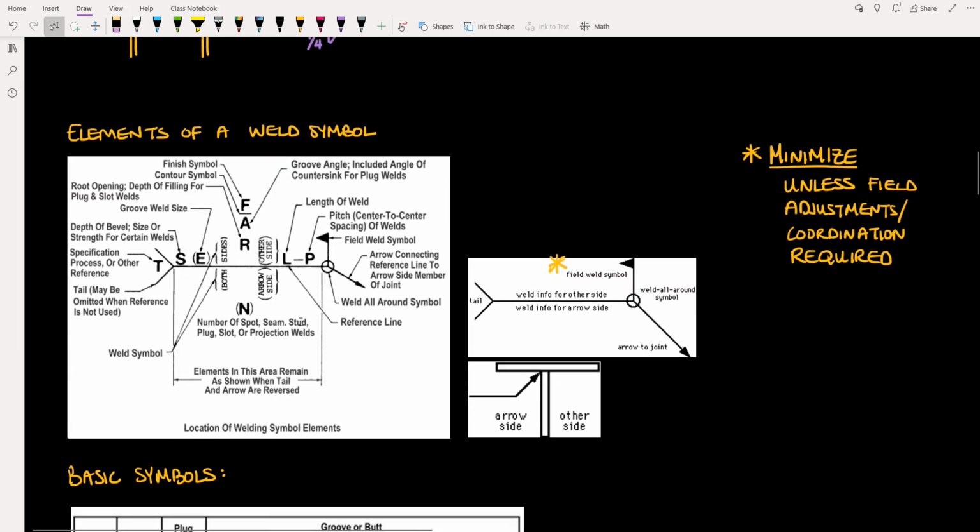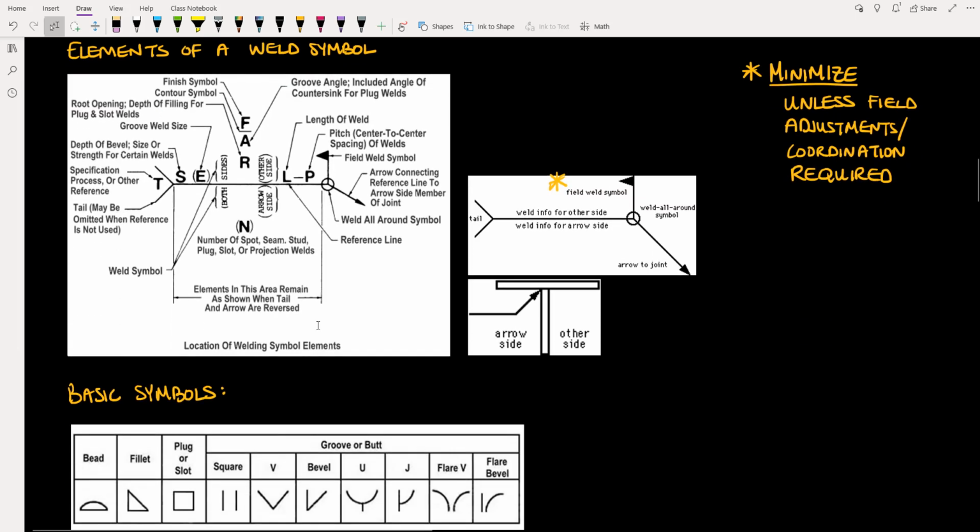So let's dive into this, starting with the different elements of a weld symbol. Moving from right to left, you can see we start with an arrow, and that arrow obviously points to where the weld will be applied. Moving to the left, we have this field weld symbol, this flag. This flag is critical because it calls out to the contractor which welds will need to be done in the field. Field welding is, of course, more costly than welding in a shop for a variety of reasons.